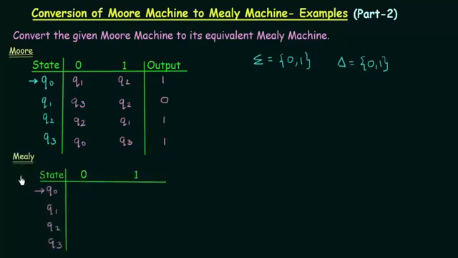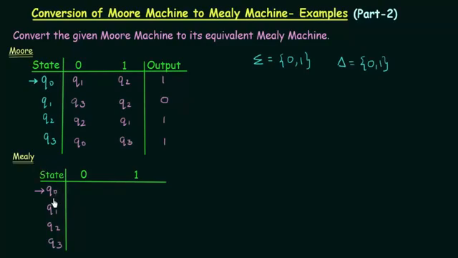Okay, so here we have the transition table for our Mealy machine, and here also, just like the Moore machine, we have 4 states Q0, Q1, Q2 and Q3, and Q0 is a starting state. And as this is a Mealy machine, the outputs which were given here should be associated to the transition now and not to the state as it was for the Moore machine. So let's try to associate the outputs to the transition and fill up this Mealy machine's transition table.